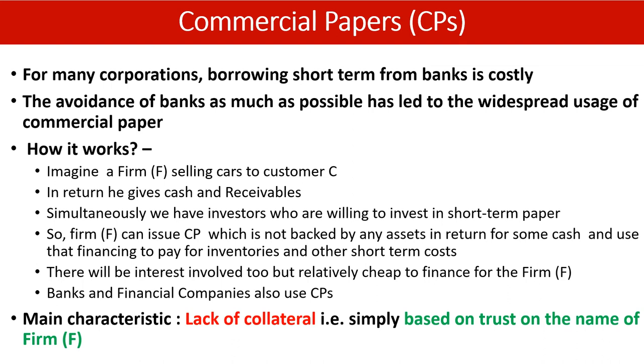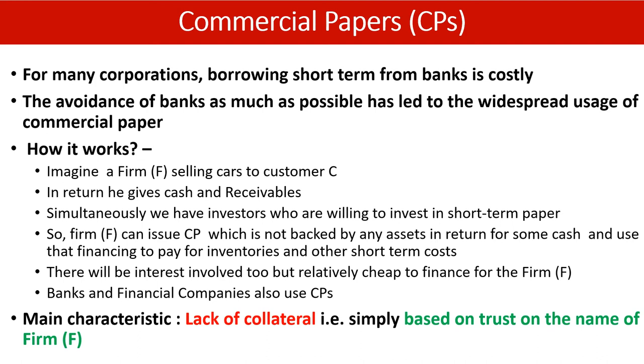Now, how does it work? Imagine a firm F which is selling cars to consumer C. Now, in return, what happens? The consumer gives cash and receivables, and simultaneously we have investors who are willing to invest in the short-term paper market. As a consequence, the firm F can issue commercial paper, which is not backed by any asset, in return for some cash, and use that financing to pay for inventories and other short-term costs it wants to spend on. Now, there will be an interest rate involved here, but relative to the banks, it's going to be cheaper. So it's cheaper for the firm to finance via commercial papers as an instrument.